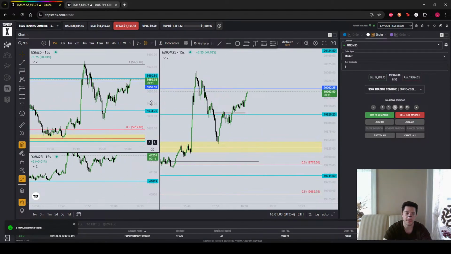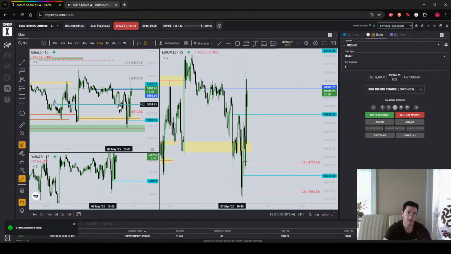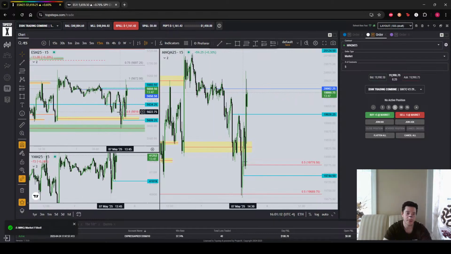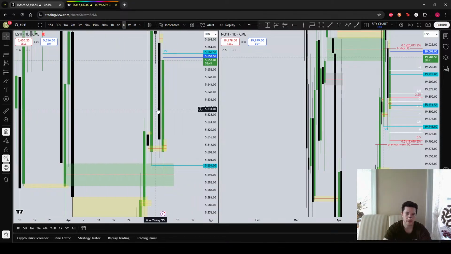There it goes back up. There's 4 o'clock. Nice rally to the upside. Like I said, I don't really know what's going to happen for the rest of the week. I do. Let's look at this a little bit less cluttered.